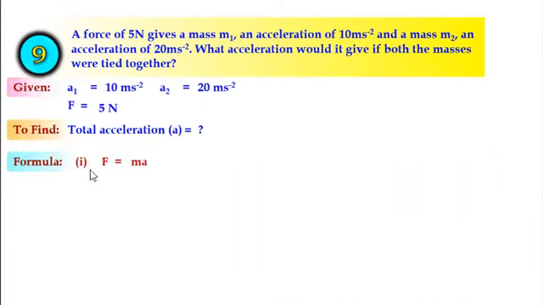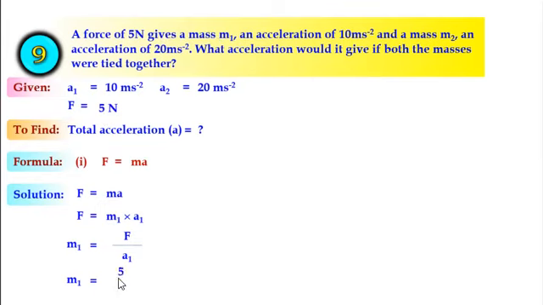So taking the first body, mass m1, from the solution, m1 is equal to F by a1. What is the force given in the question? 5 newtons, by the acceleration of the first body, which is 10. That equals 1 by 2, that equals 0.5 kg. Is it right? Now draw a line.